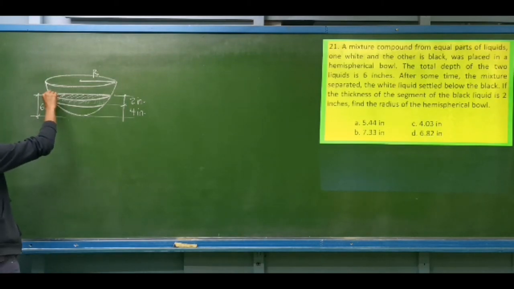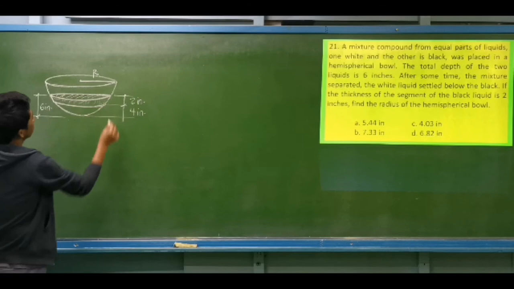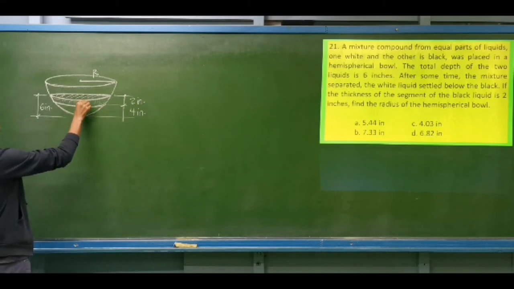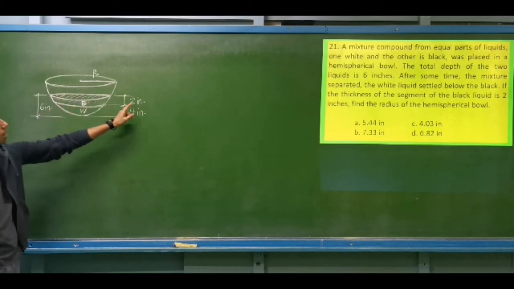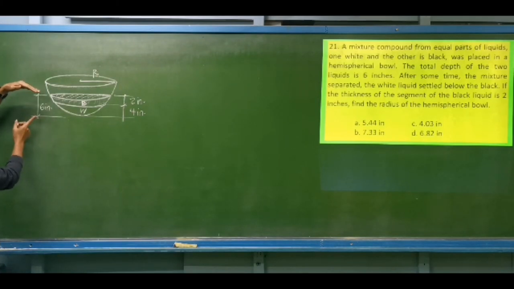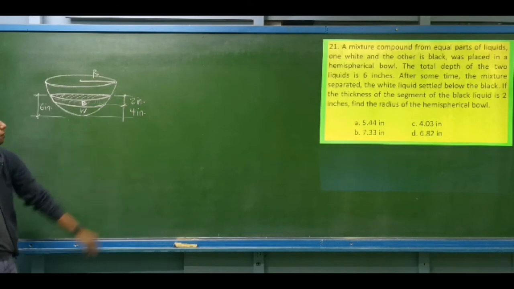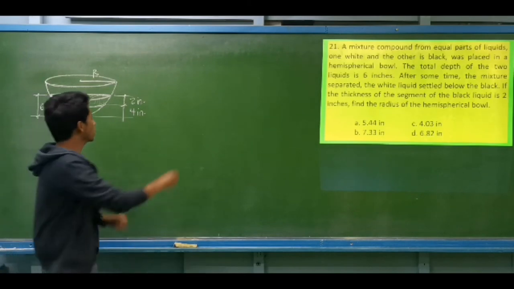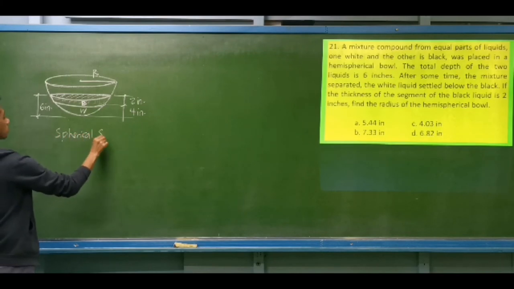So meron tayong dalawang liquid nilagay dito sa bowl. So yung black daw is nag-separate, yung black nasa ibabaw, yung white nasa ilalim. Yung thickness ng black is 2 inches. So automatic yun, kung 6 inches yung total height nila, yung height ng white liquid will be 4 inches. So this is an example of a spherical segment.